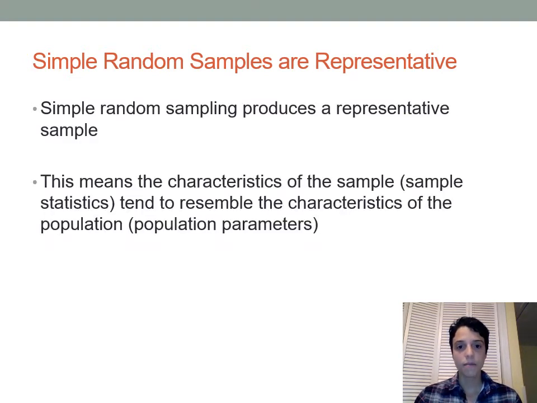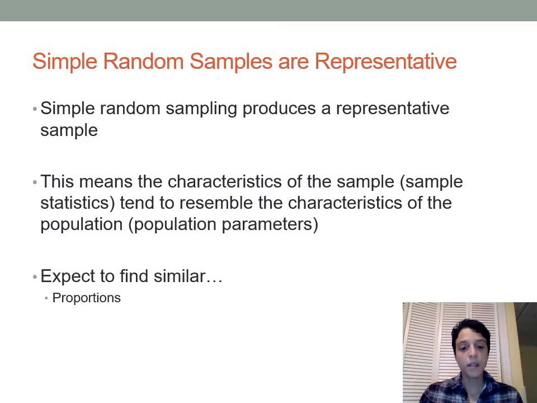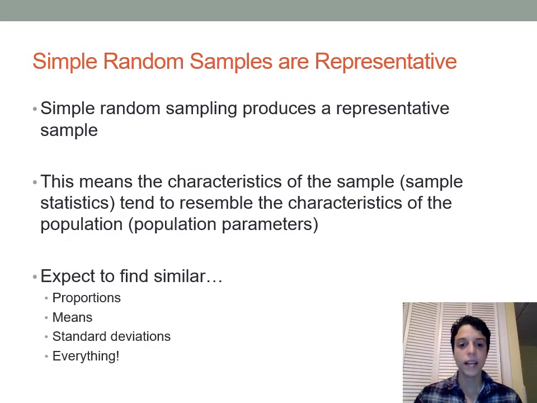What this means is that the characteristics of the sample, in other words, your sample statistics, are going to tend to resemble the characteristics of the population, in other words, the population parameters. So when you take a simple random sample, you can assume that the characteristics of that sample are going to be similar to the characteristics of the population you took it from. Which means that you can expect to find similar proportions, similar means, similar standard deviations, and similar everything else. So when you take a simple random sample, it just becomes sort of a mini version of that population you're looking at, and you can expect everything to be pretty close to the population you drew it from.